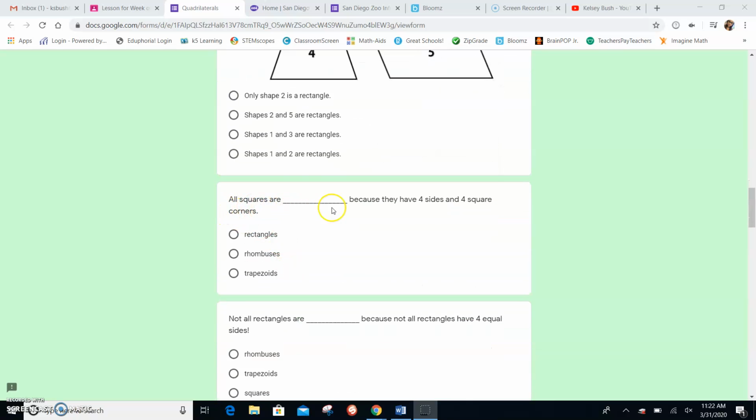All squares are blank because they have four sides and four square corners. All squares are rectangles. All squares are rhombuses. All squares are trapezoids.